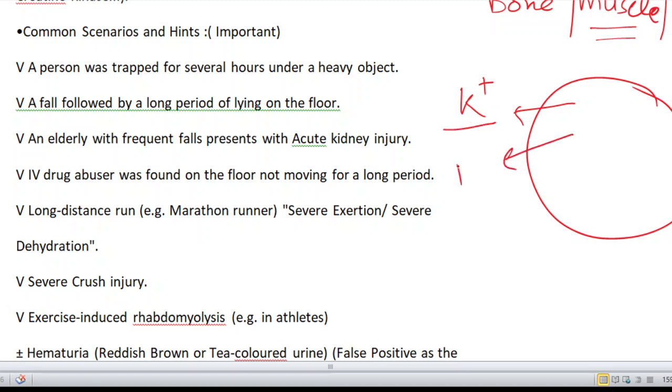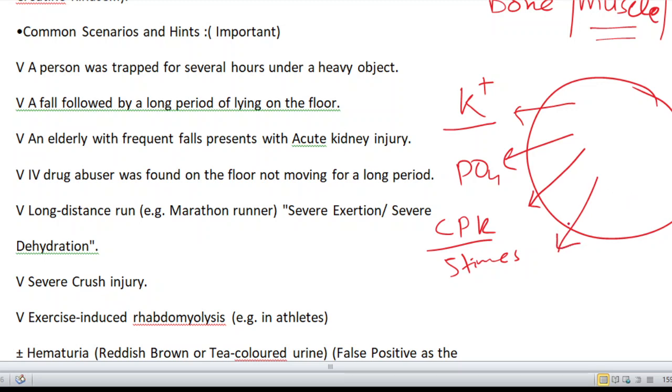Next, it will release phosphate, so the patient will have hyperphosphatemia. The next thing is that the creatine phosphokinase, CPK, level will be increased. It will be increased at least 5 times that of the normal range. Okay, 5 times.